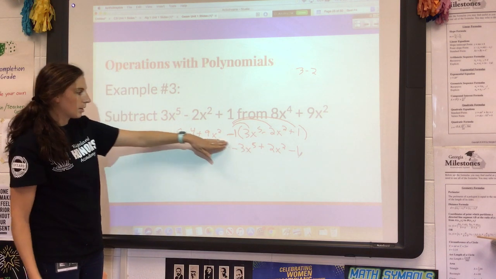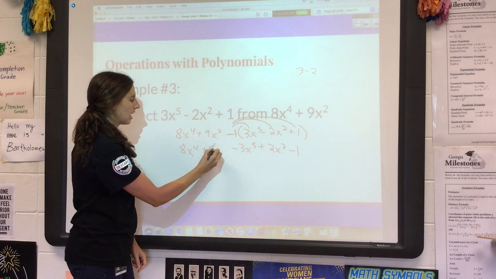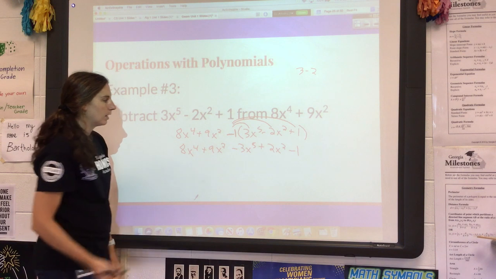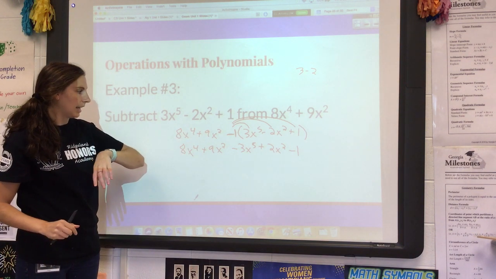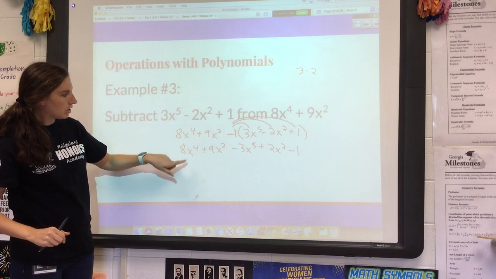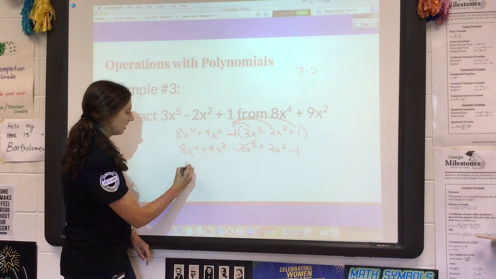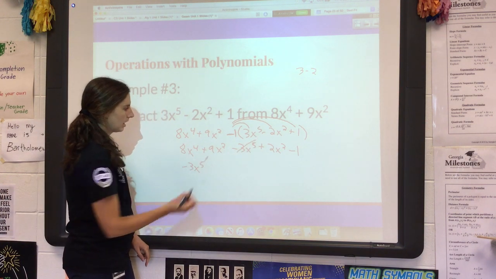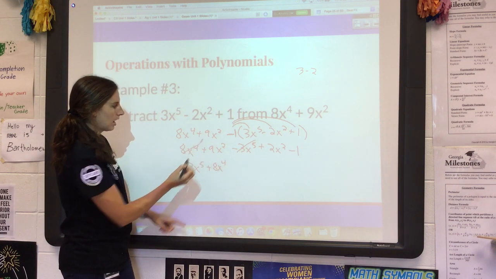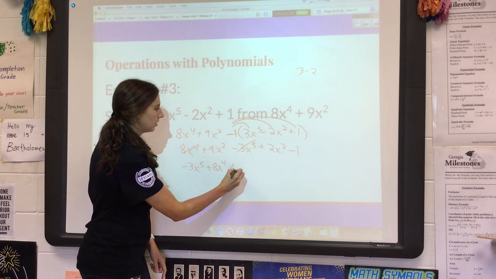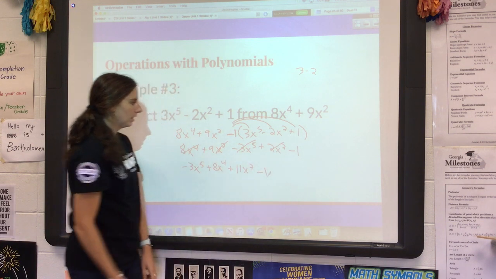Now this all can just combine with these original terms that we had. 8x to the 4th plus 9x squared. Now we're just adding, so we'll do what we did before and just combine like terms. Let's start with the highest exponent. So negative 3x to the 5th is by itself. 8x to the 4th is by itself. I've got 9x squared plus 2x squared, so 11x squared, and minus 1. That's my final answer.